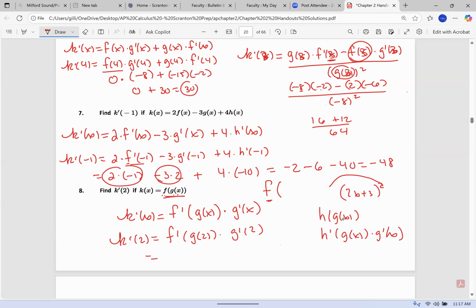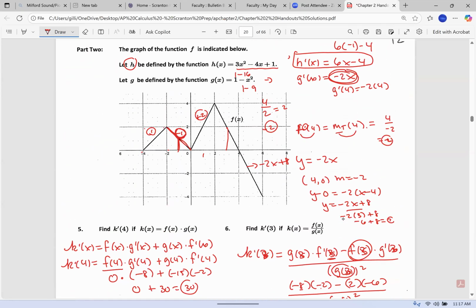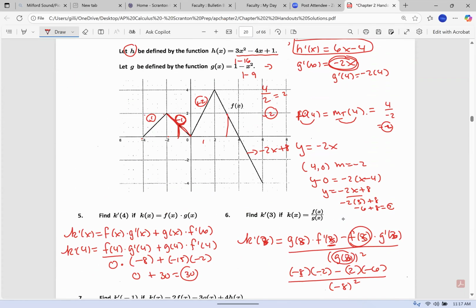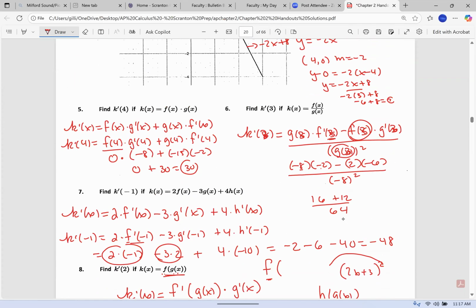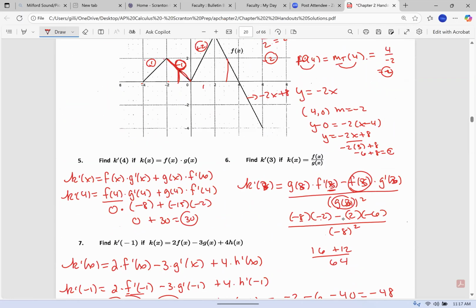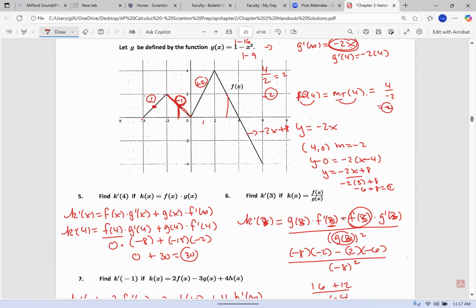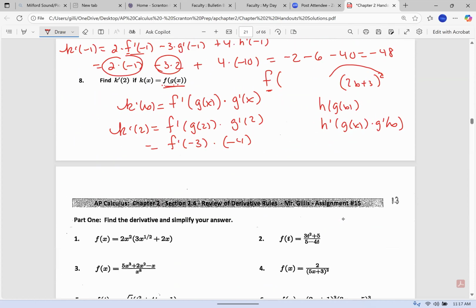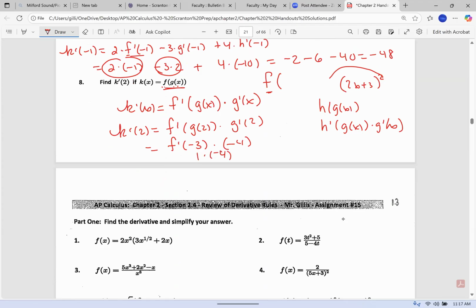So g at 2, where's that coming from? Up here. So 1 minus 4 is negative 3. And g prime at 2 is negative 2 times 2, which is negative 4. And f prime at negative 3 is the slope of the tangent at negative 3. So negative 3 swings me over here, and this slope is a positive value because it's going up. And in fact, it's 1. So 1 times a negative 4 is negative 4, it looks like.